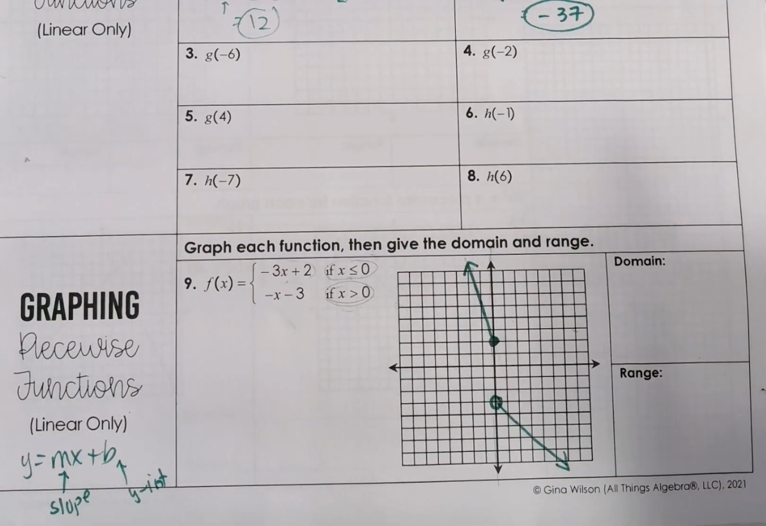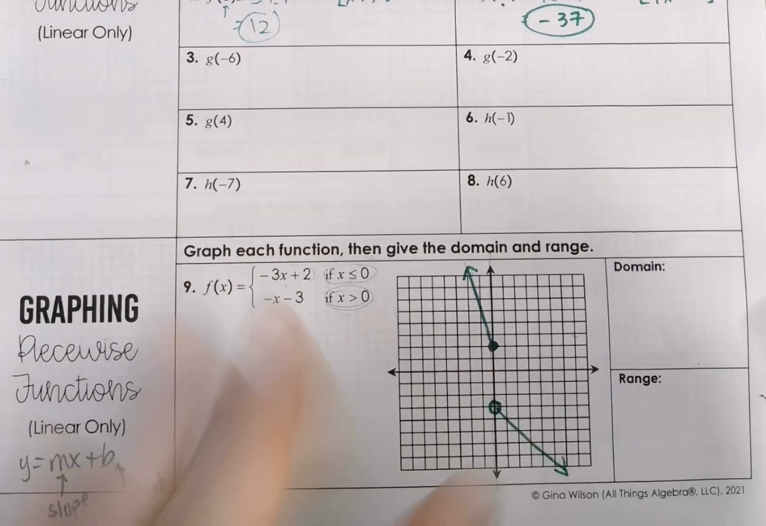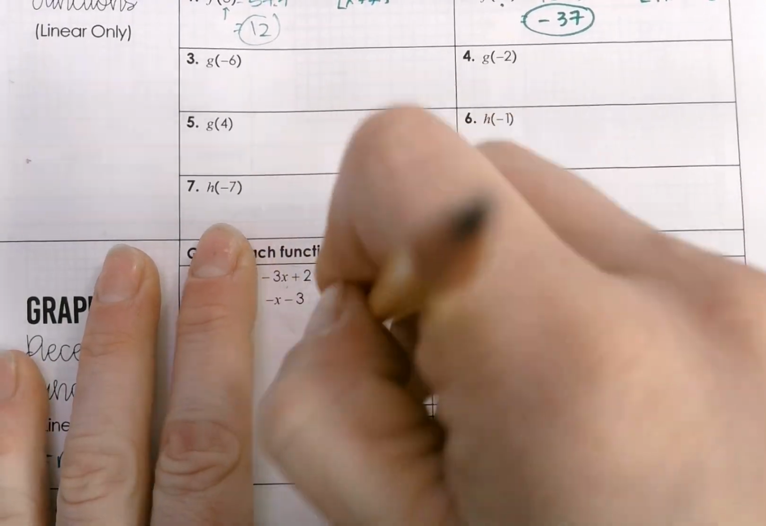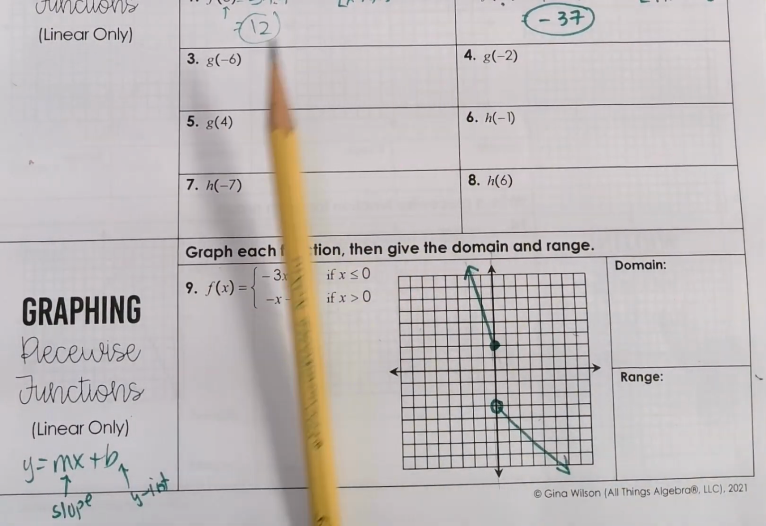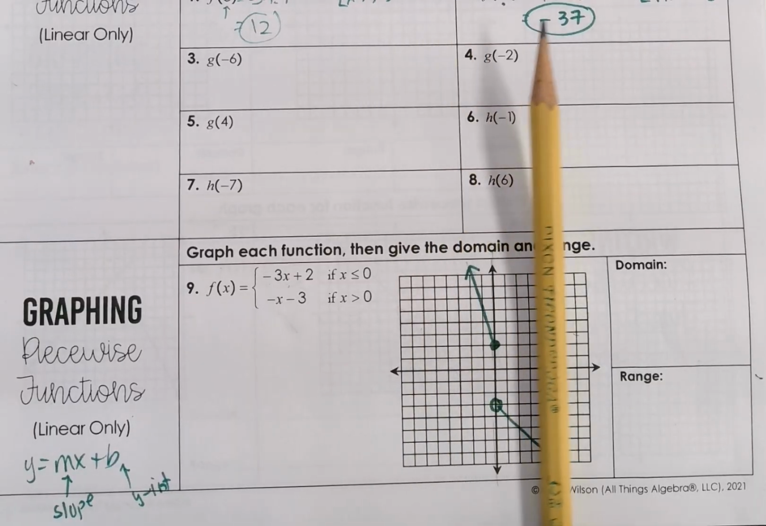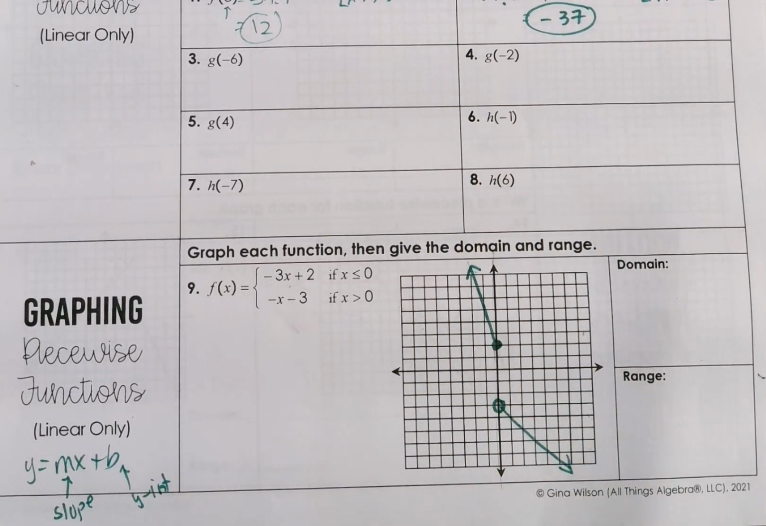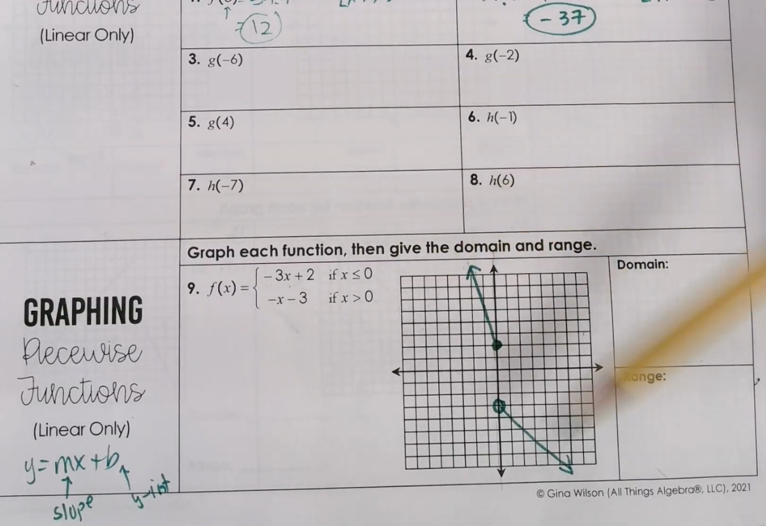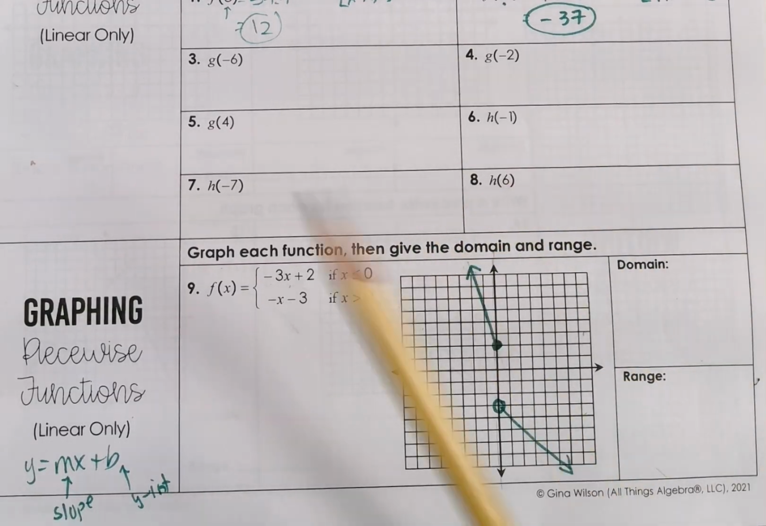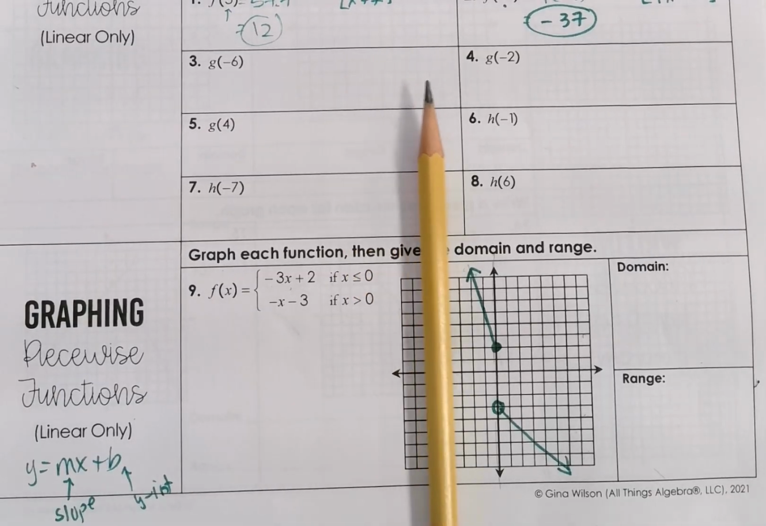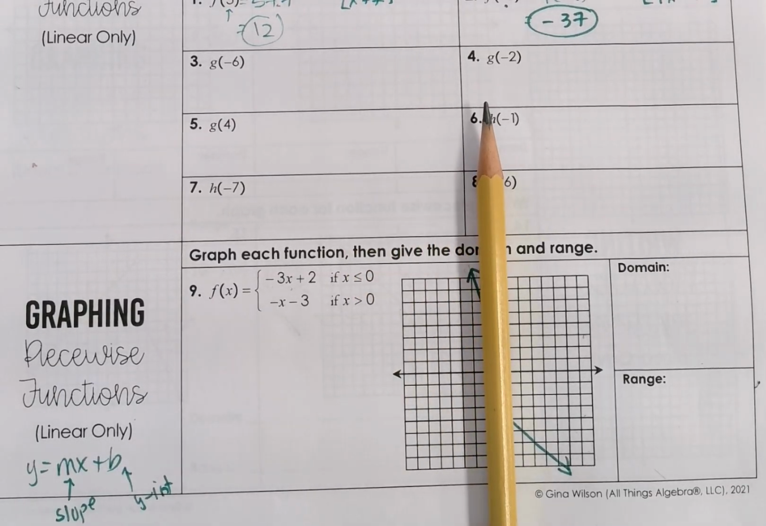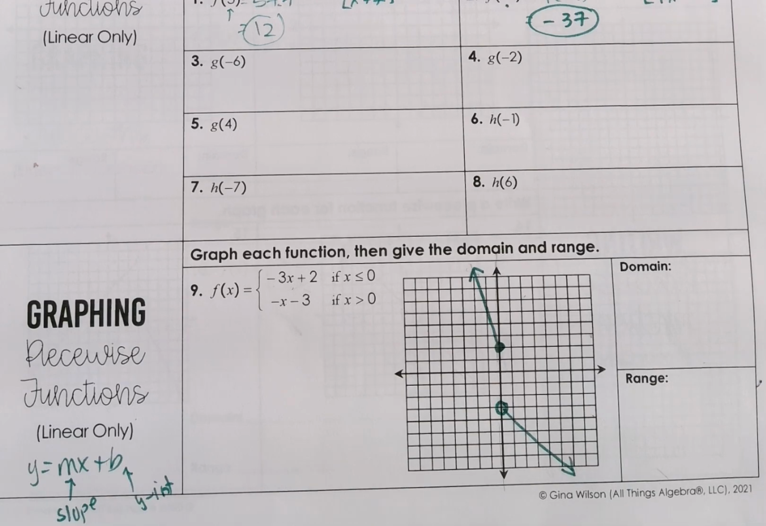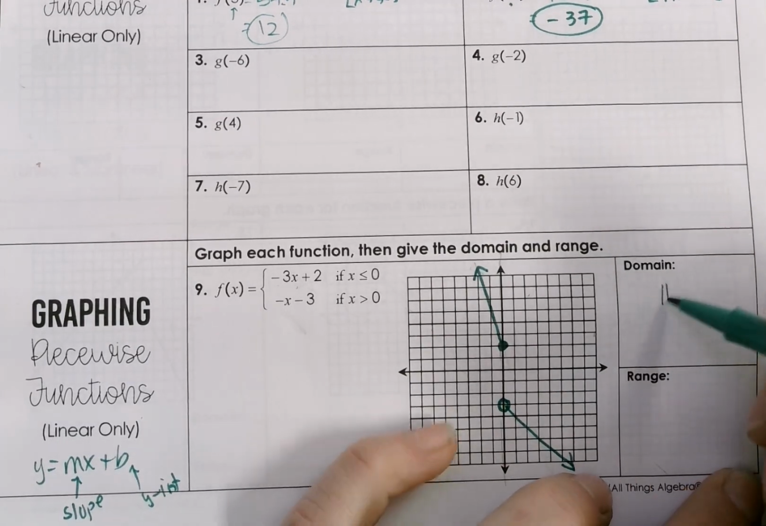Now, the domain and range. The domain, again, is all of the x values that you are allowed to plug into this equation. And in this case, I'm scanning from left to right. Are there any x values that are not on this green line here? Well, I know that this arrow goes off to infinity to the left, and this arrow goes off to infinity to the right. I've got x equals all the way up to 0, and then all the way up to infinity. So my domain is all real numbers.